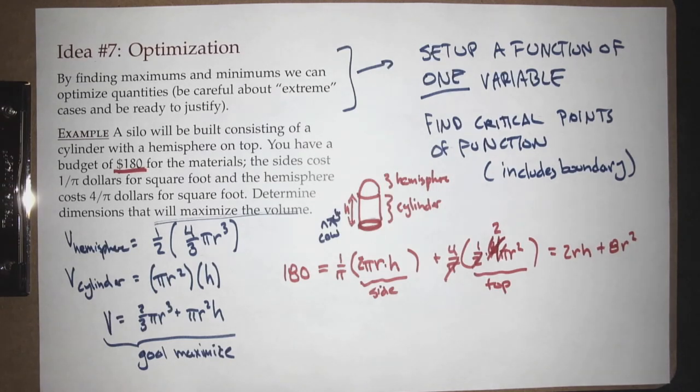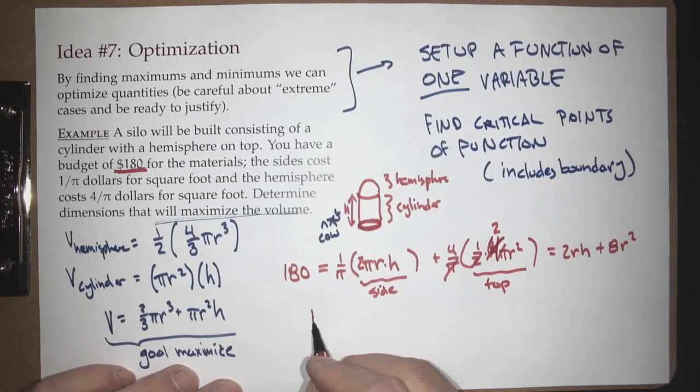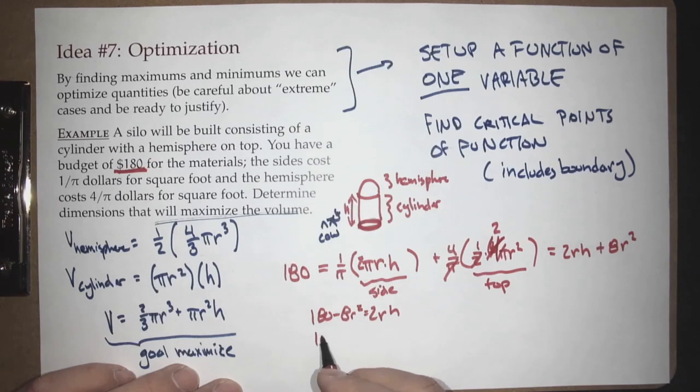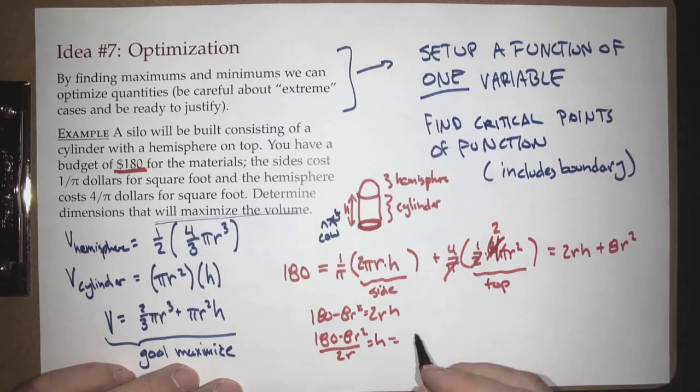Then what happens? Solve for h. You could try to solve for r, but there's 2 r's, and there's only 1 h, so make it easy on yourself. 180 minus 8r squared is 2rh. So 180 minus 8r squared divided by 2r equals h. Well, you can also write this as 90 over r minus 4r.